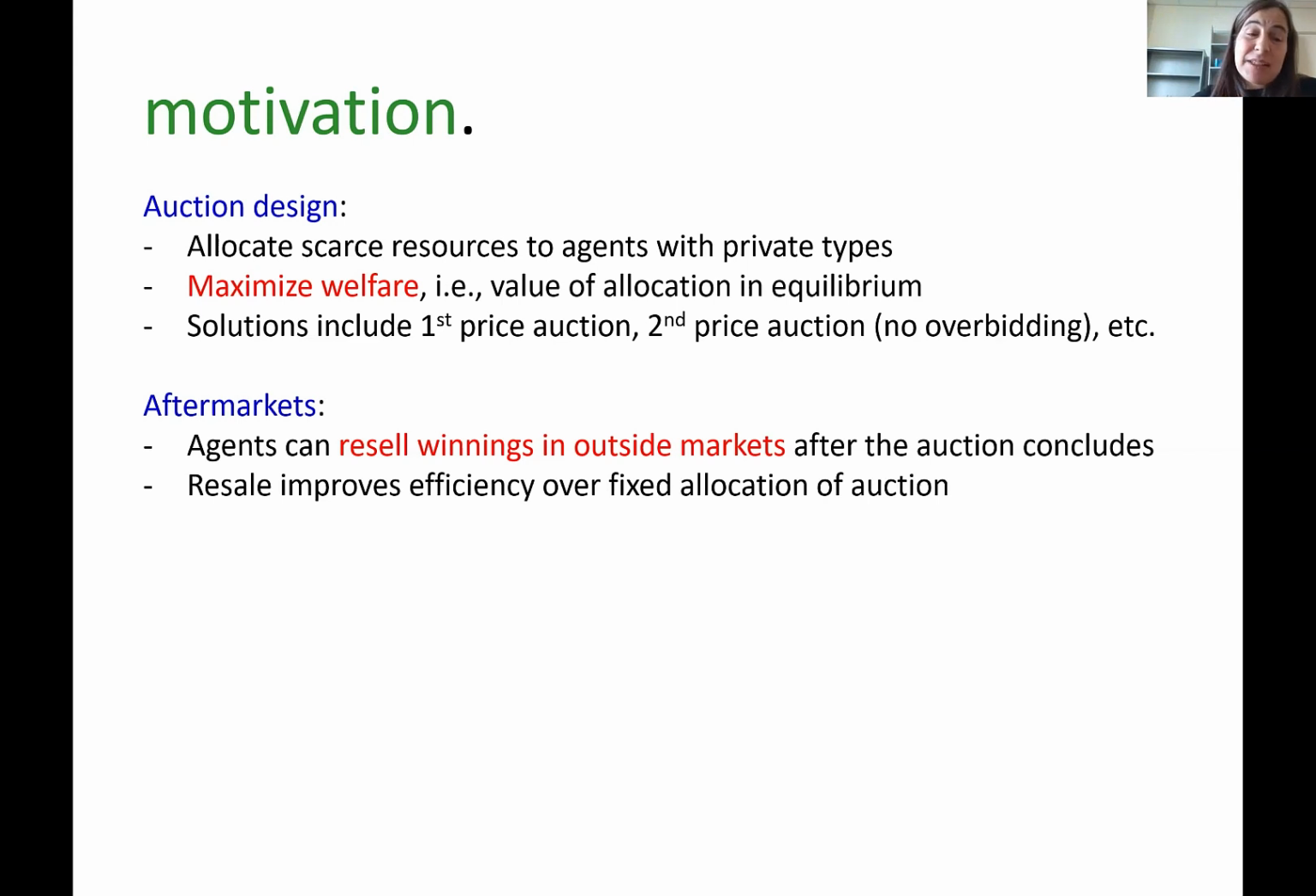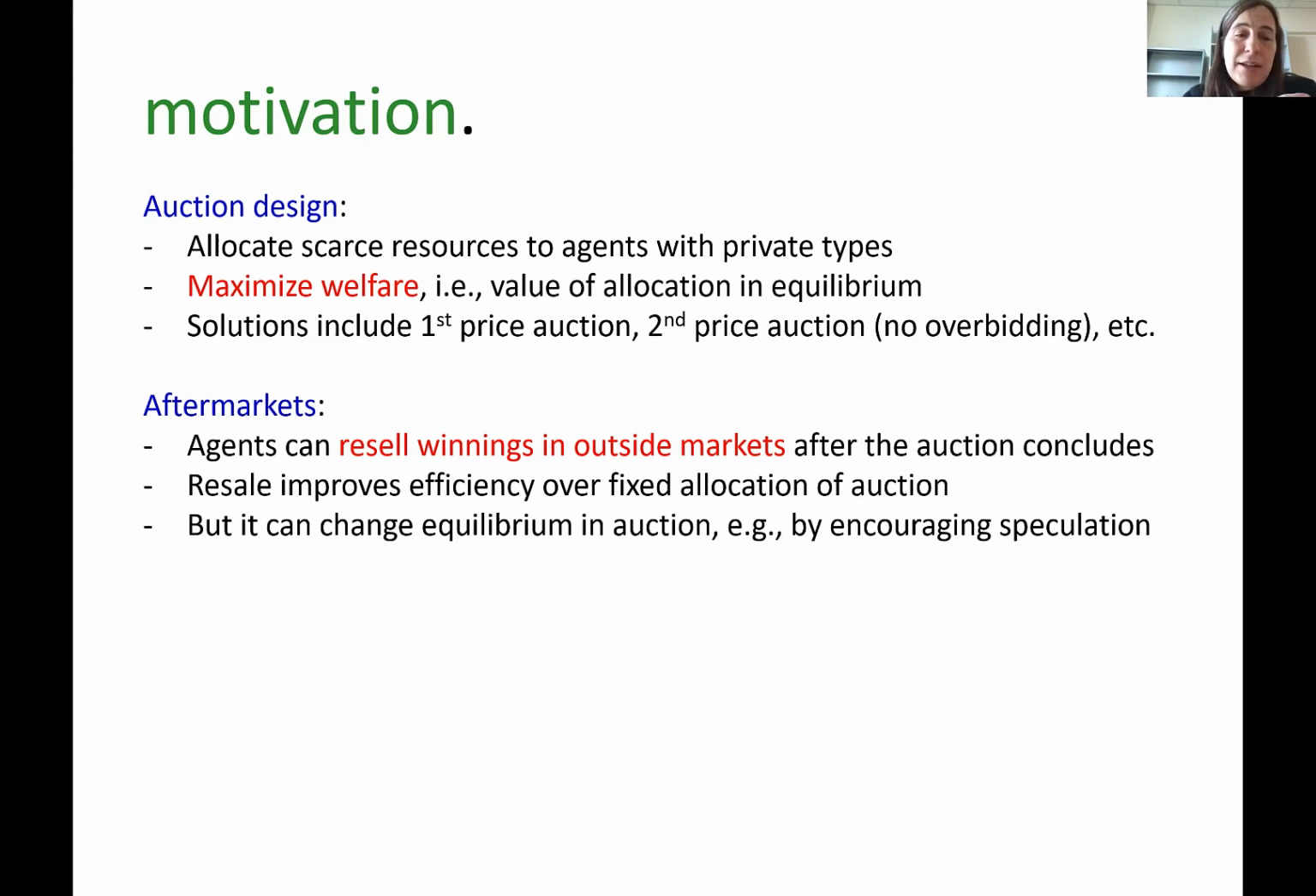Of course, you might say, well, that can only help, right? I can't harm the allocation that the auction concluded with by doing resale, because in order to find someone to sell to, they have to have a higher value than the price I'm posting. So this intuitively should only improve efficiency. And in fact, it does improve efficiency, fixing the allocation that the auction computes. But the problem with this reasoning is that the very existence of this aftermarket can change the allocation that the auction computes.